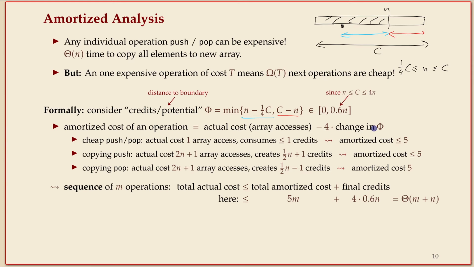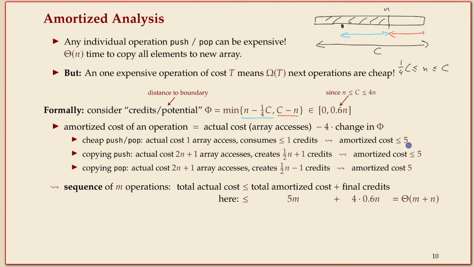Why did I do it like this? So it's natural to think in credits here. If we look at the negative potential, then it's credits that we build up. If we do a push or a pop, that can move us here 1 step to the left or to the right. So that can at most make this potential go up or down by 1. And I multiply that by 4. So whichever way is the bad way, I get at most a cost of 4 from the change in potential plus the 1 actual cost. That sums up to 5. Okay? So far, so good?